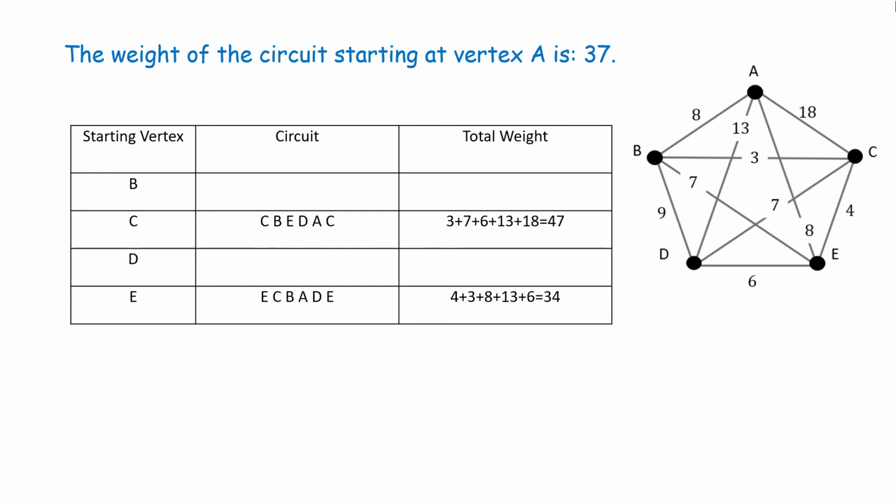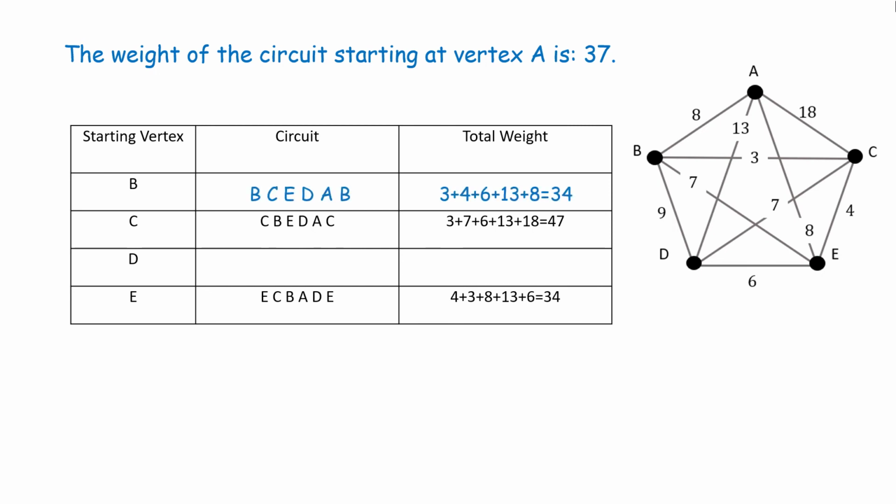We need the respective weights of the circuit starting at B, C, D, and E to determine the optimal/minimum travel time. The table has solutions for circuits starting at C and E. We need to compute total weight starting at vertices B and D. Let's start with B.